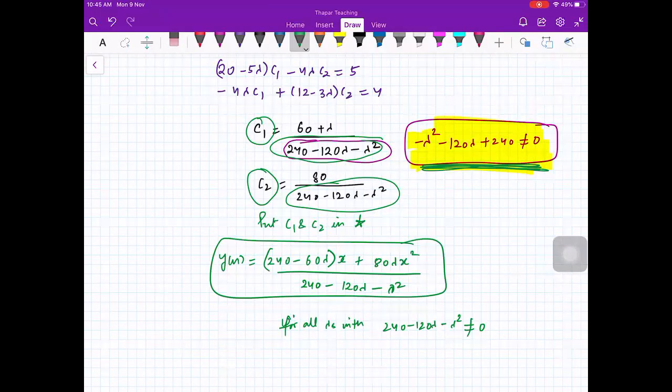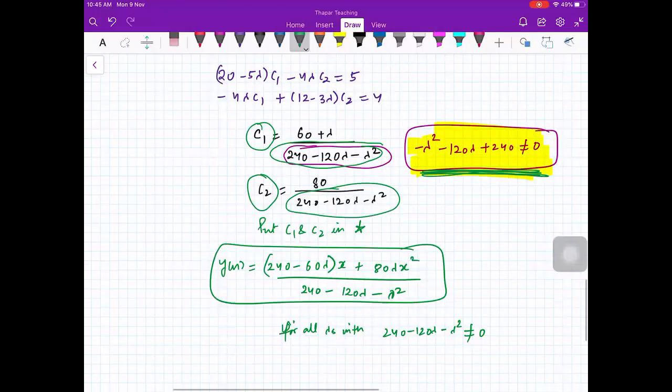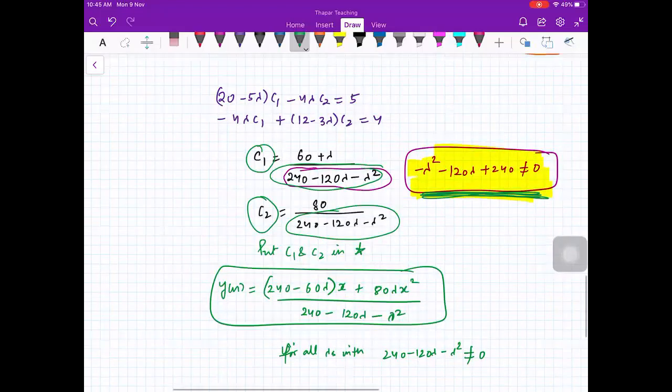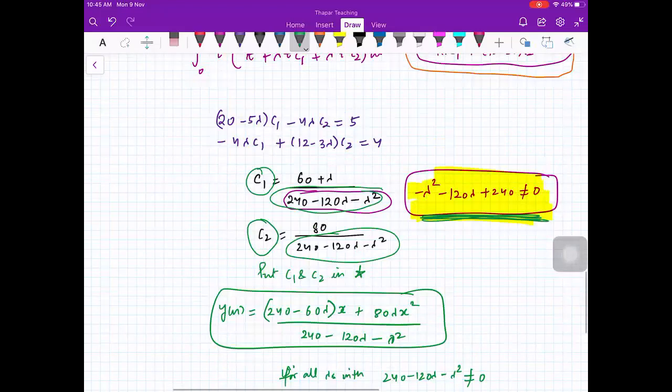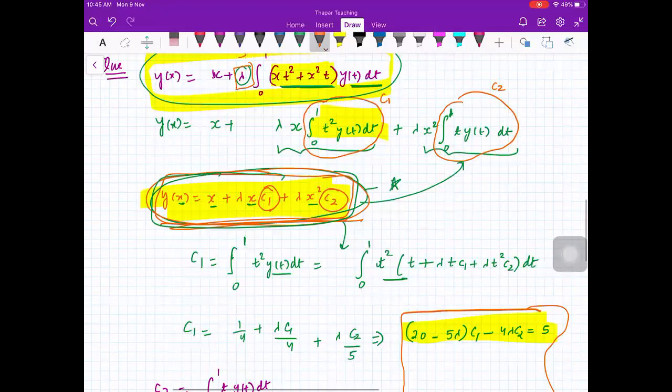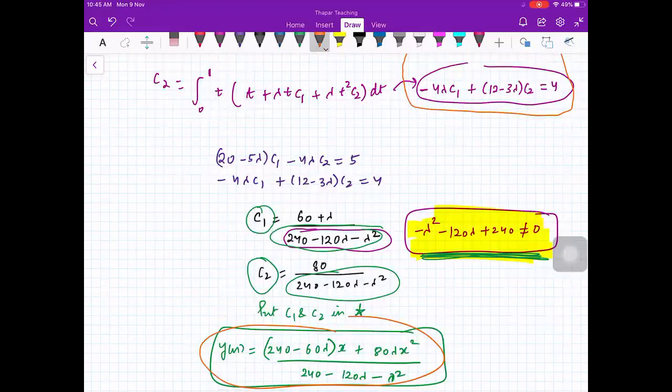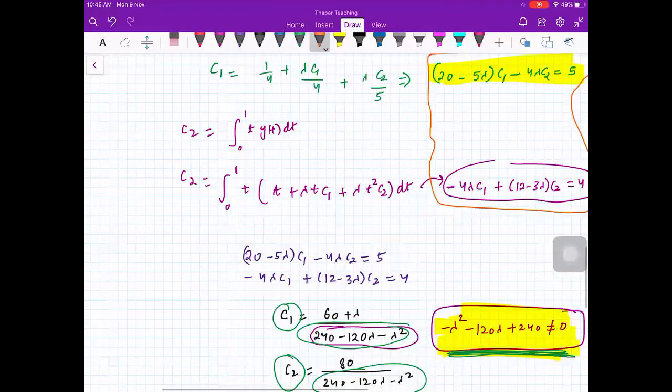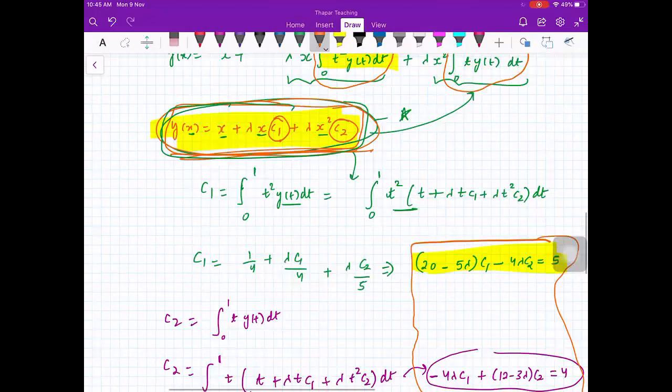By chance, if you had, say, 5 in the equation here, and for 5 we know that this is non-zero, you would get a solution. You'd just put the value of lambda as 5 and you'll get a solution. Here lambda was in general, that is why we solved it as such. Clear?